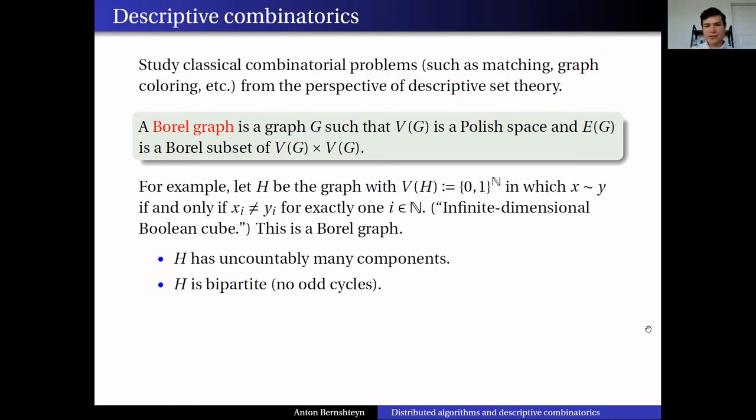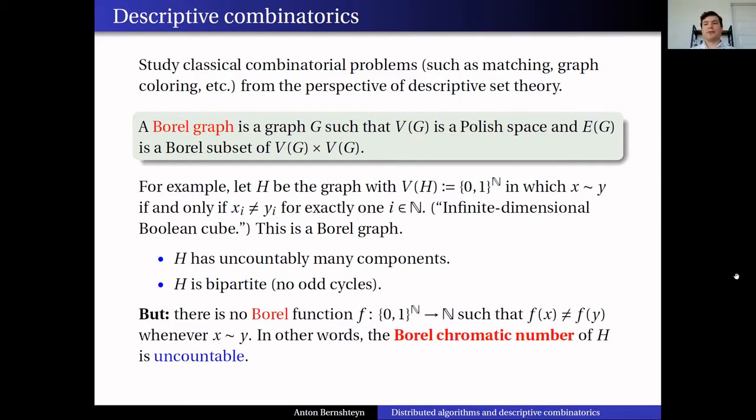And so what does this mean? The graph is bipartite. It means that we can color the vertices, say red and blue, so that adjacent vertices always receive different colors. But now our vertices are these infinite bit strings, so we can ask whether or not we can compute a coloring with two colors using a countable Boolean circuit, right? And it turns out that the answer is no. Even though the graph is bipartite, there is no Borel two coloring. In other words, there is no two coloring that is computable by a countable Boolean circuit.